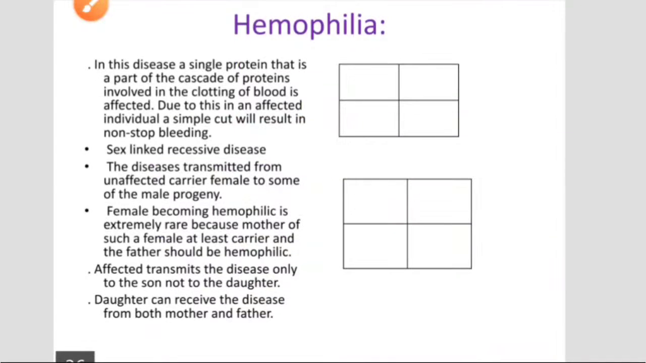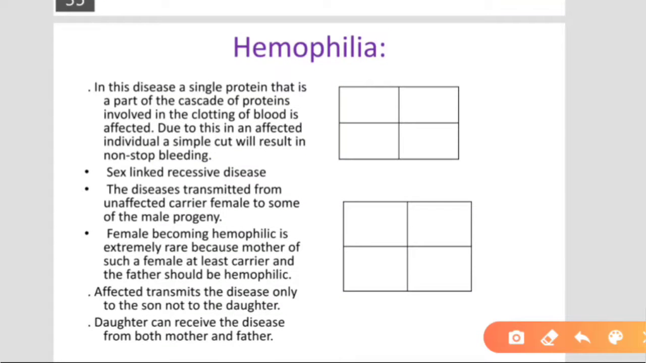Here is an example of hemophilia. In this disease, a single protein that is a part of the cascade of proteins involved in the clotting of blood is affected. Due to this, in an affected individual, a single cut will result in non-stop bleeding.